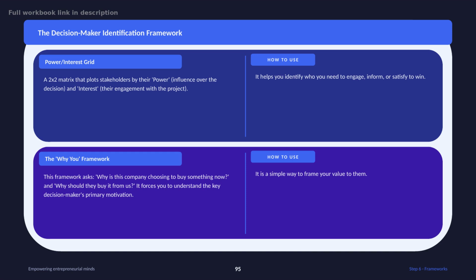Why is this company choosing to buy something now? And why should they buy it from you specifically? It forces you to understand your key decision maker's real motivation, not just their job description.